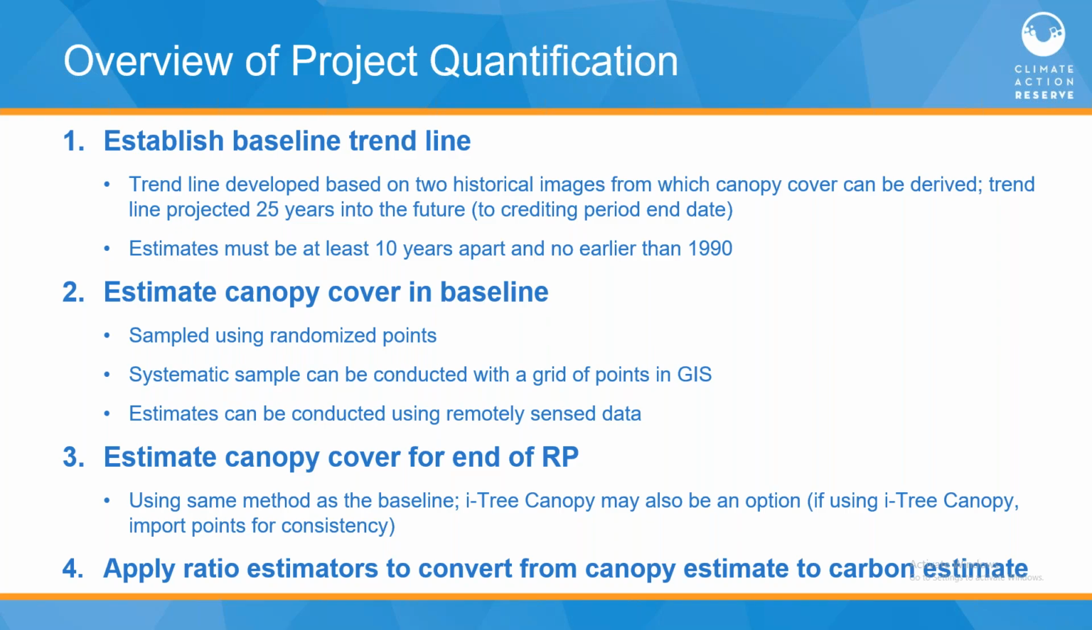And then lastly, the project applies what we call ratio estimators. These ratio estimators establish a relationship between that canopy cover percentage that we just calculated and an actual tonnage amount of carbon that has been sequestered in the trees. This is how the project derives its baseline and project level carbon estimates.